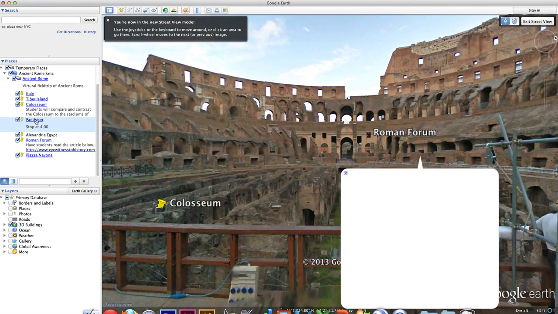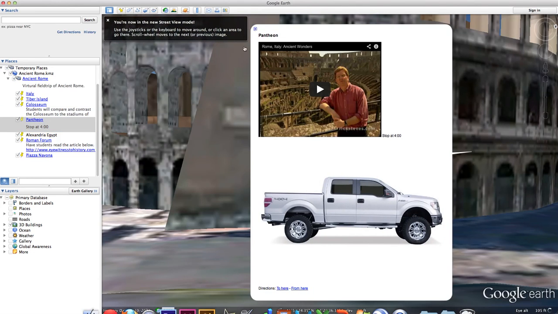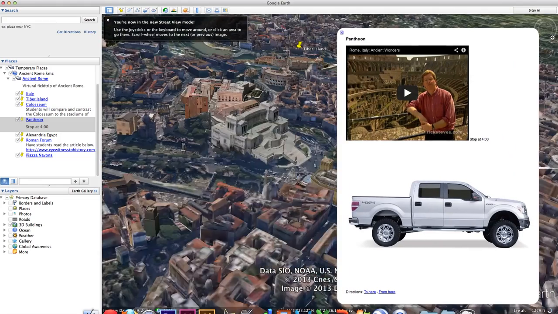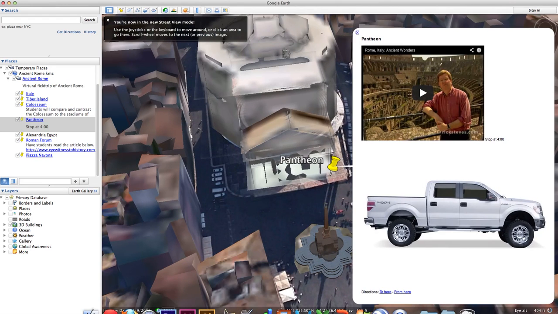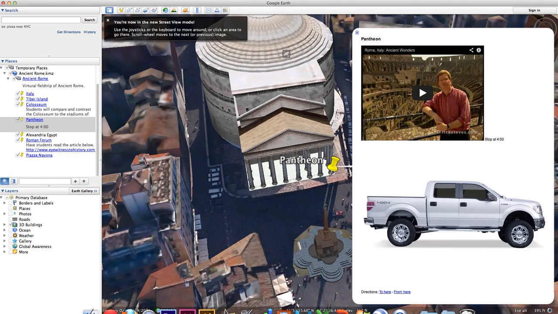Okay, the next place that we are going to visit is the Pantheon. The Pantheon was a temple that was consecrated to the gods. The Pantheon is located in the heart of the ancient historical center of Rome, and it was originally built almost 2,000 years ago. It was a temple that they built and dedicated to the 7 deities of the 7 planets in the Roman state religion.